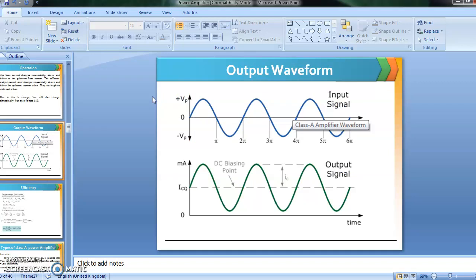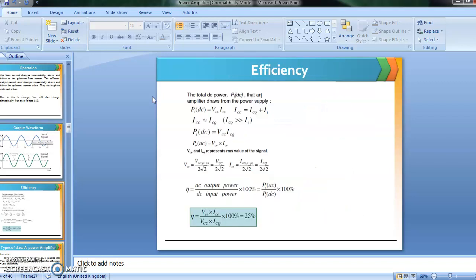Here the blue waveform is the input signal and the green waveform is the output signal. See here, the peak to peak value of the waveform never changes. The peak to peak value will be the same, but the waveform is just clamped. The clamp value will be ICQ, that is the DC current. So this is the input and this is the output. Here the output cycle has both positive and negative, that is, the output cycle will flow up to 360 degrees.